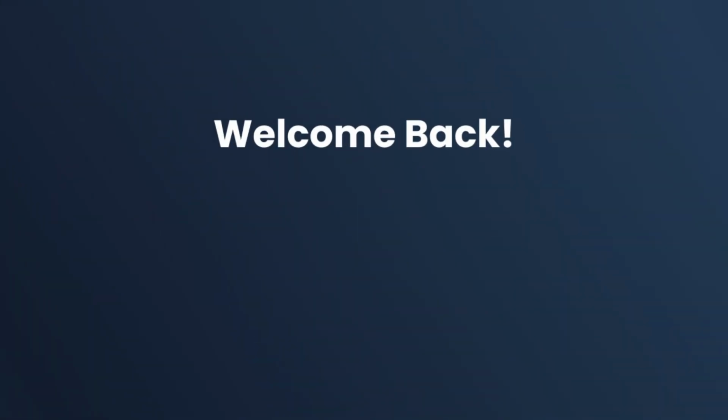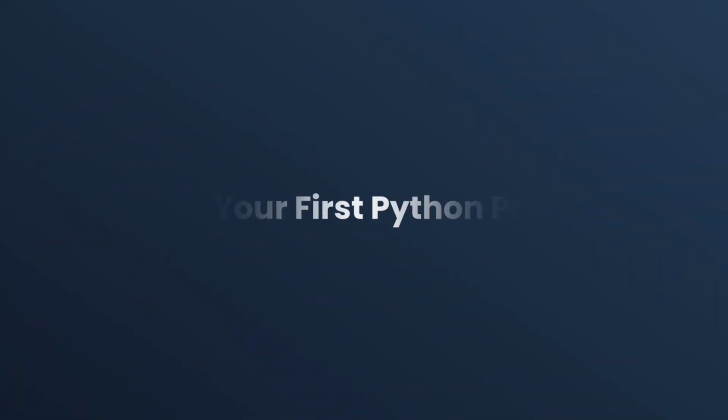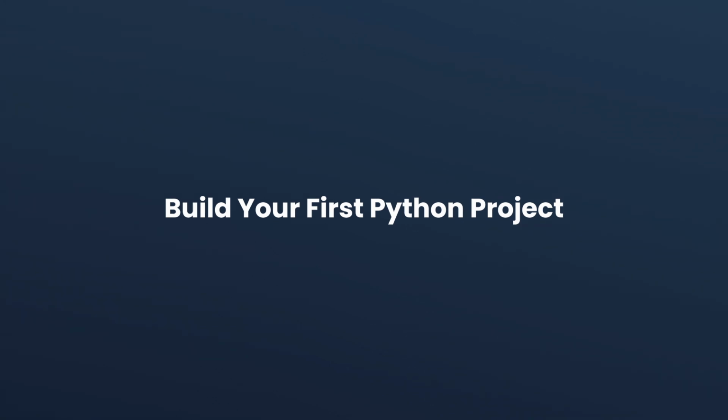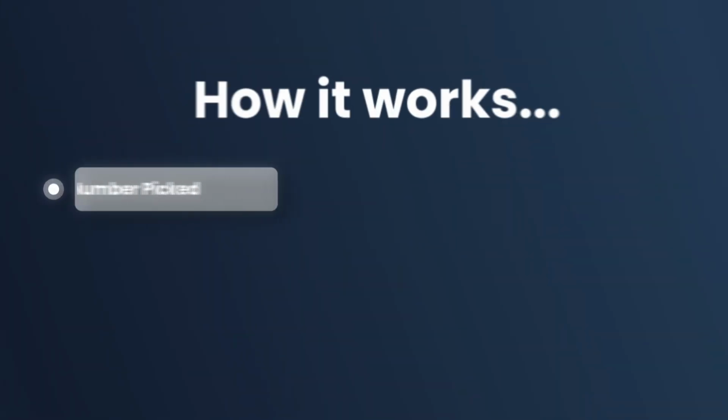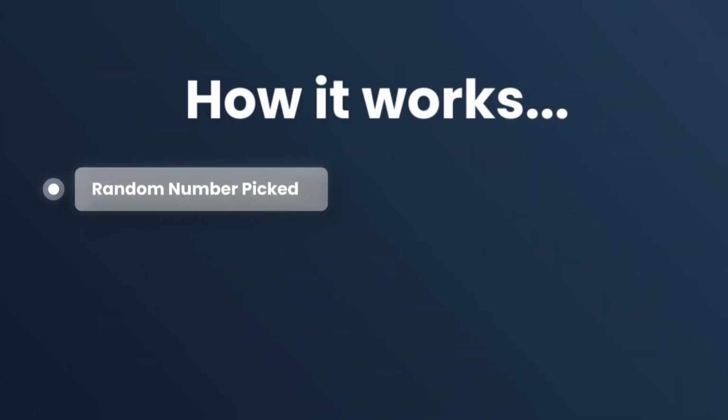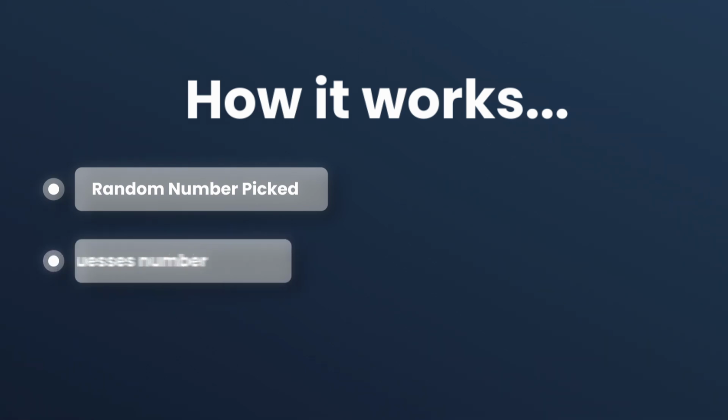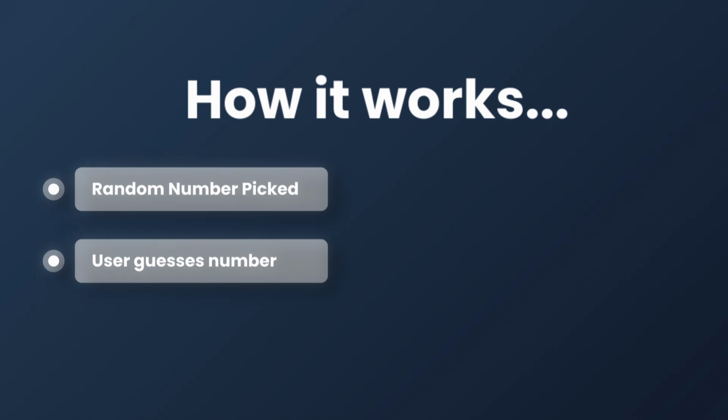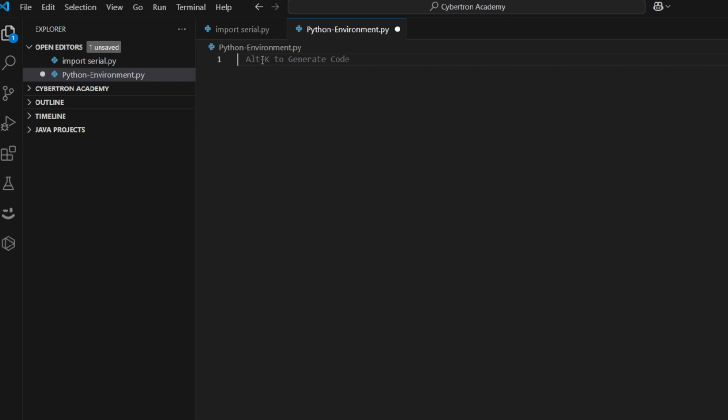In this video, we are building your very first Python project, a fun little game where the computer picks a number and you have to guess it. Let's make your first real coding experience awesome. The game's simple. The computer picks a random number between 1 and 100. You try to guess it, and it tells you if you're too high, too low, or spot on. We'll build this step by step, and I'll explain every line of code as we go. Okay, it's time for the real fun to begin.